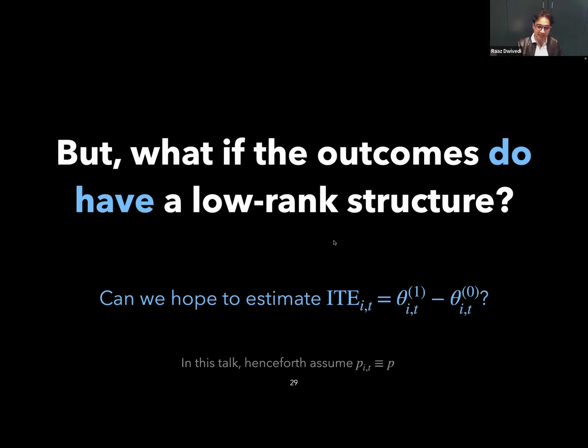And for simplicity, although a lot of algebra can be extended, we'll assume that now π_it is constant. So it is literally p. So we are in this missing completely at random kind of a setting.